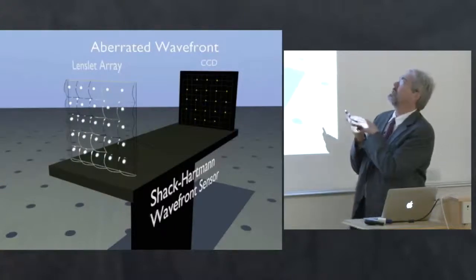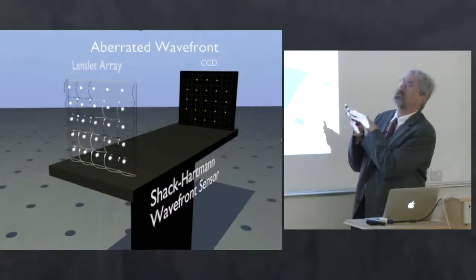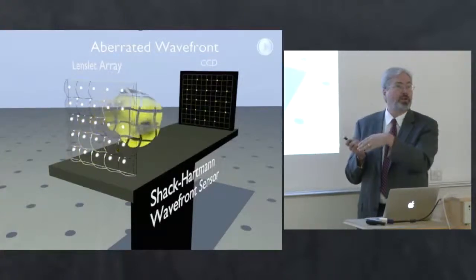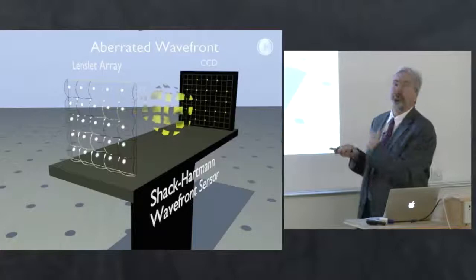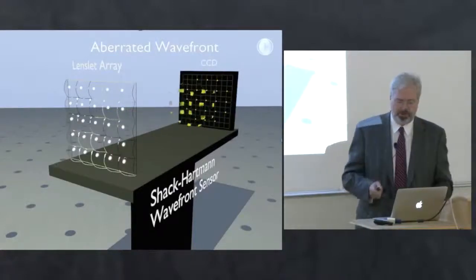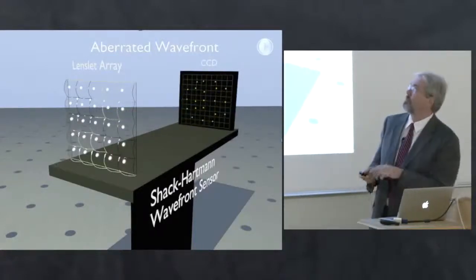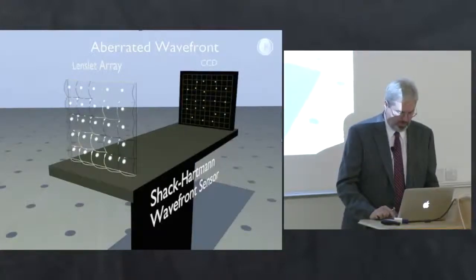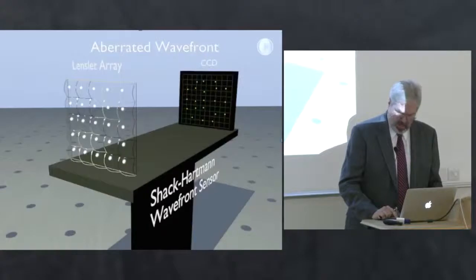And all you need to do, with your computer, is to measure the locations of these spots. And from those locations, relative to that perfect array I showed you in the previous image, you can compute what the shape of the wave aberration is. So that's basically how a wavefront sensor works, but it uses more lenslets than I'm showing here just for simplicity. So that's a Shack-Hartmann wavefront sensor.